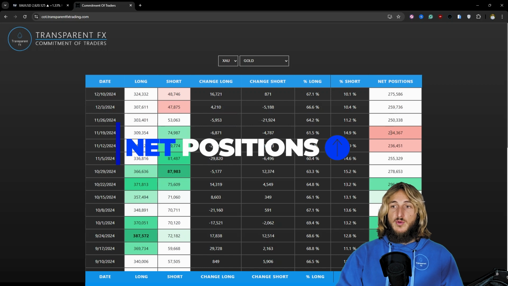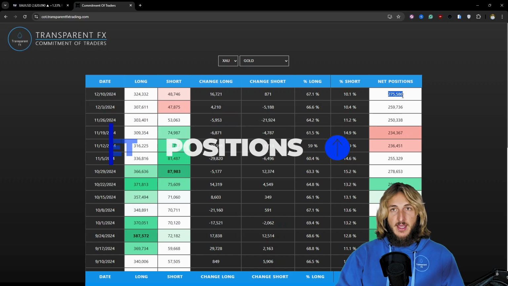We went from having 234.3k net positions all the way up to having 275.5k net positions.